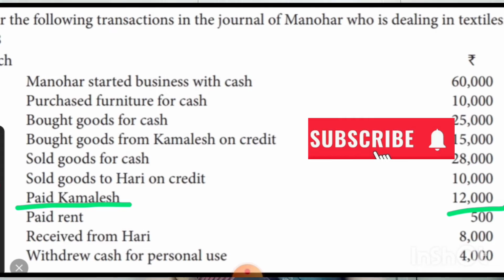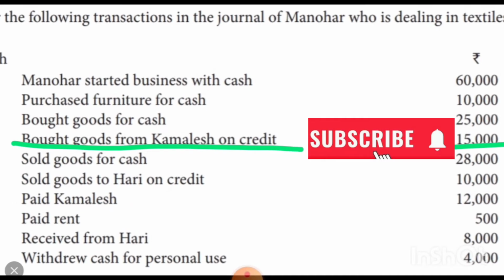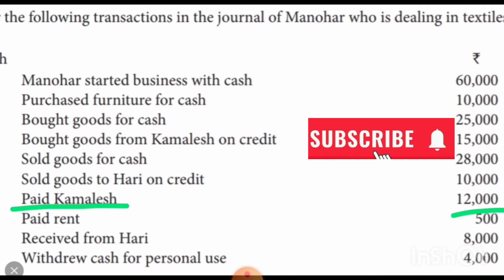On the 14th, paid Kamalesh rupees 12,000. Listen to the previous transaction. On 6th March we purchased goods on credit from Kamalesh for rupees 15,000. Isn't it? Right. That was a credit purchase. We promised him that we will pay him in future. Now on 14th March you have to pay Kamalesh rupees 12,000.